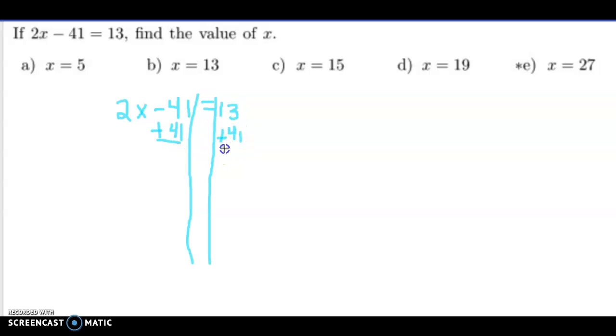So I'm going to go ahead and add this side. 3 plus 1 is 4. 4 plus 1 is 5. Bring down my equal sign. These zero out. And I have a 2x left on that side.